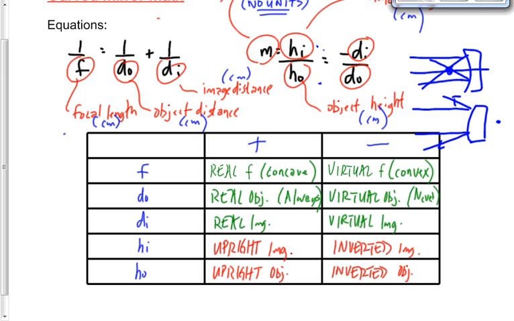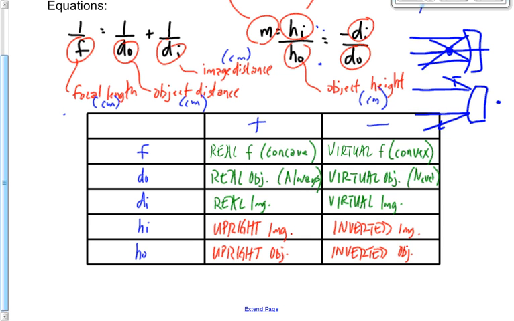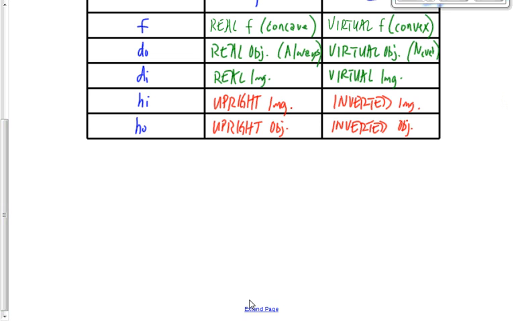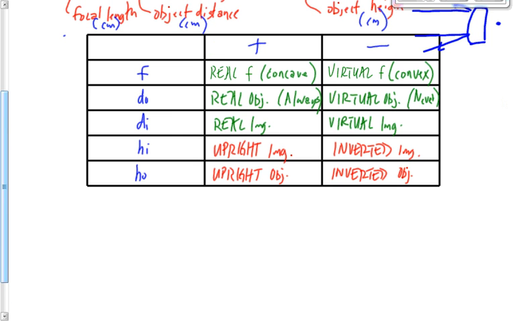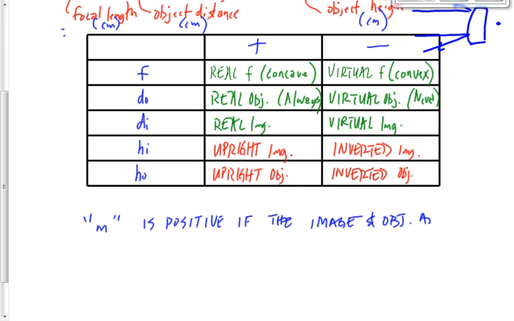Finally, there's one more thing that we're missing there. What's the one variable that we don't have in the chart right now? The magnification. And we're not going to put it in the chart. We're going to put it below the chart. The reason we're going to do that is because it doesn't quite fit the format of the table that we have. We're going to say M is positive if the image and the object are on the same side of the principal axis.